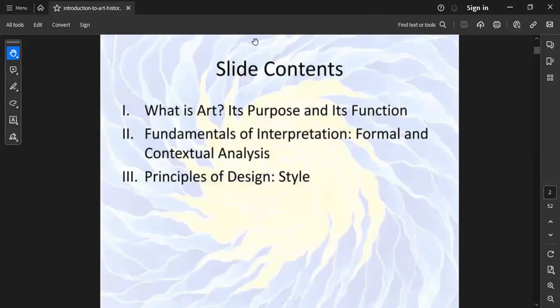Firstly, we'll be talking about what is art and its purposes, its function. Secondly, we are going to discuss the fundamentals of interpretation, formal and contextual analysis. Thirdly, we'll be talking about some application of principles of design and style, which are applied on various types of art along various edges. And lastly, we'll be discussing the various phases of art and some of the known artists and some of their works.